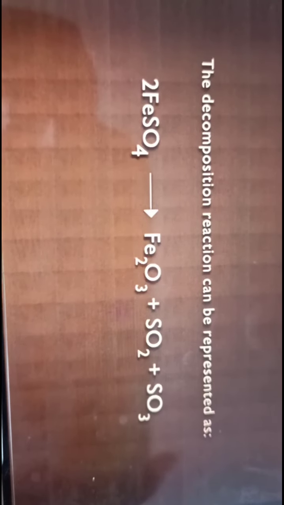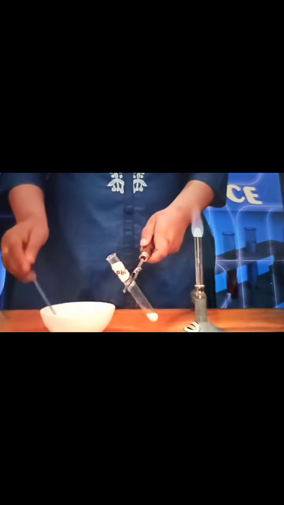So this is the decomposition reaction. Now our next decomposition reaction is thermal decomposition of lead nitrate. Here we have put this colorless lead nitrate into the test tube and heat it. Then it will heat with a crackling sound, which you are not observing here as the sound is not there. We will do this activity in our lab.